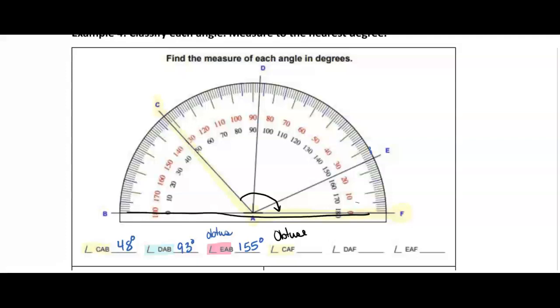And where it lines up, which scale starts at 0, the black scale or the red scale? In this angle, it starts with my red scale at 0. So I'm going to trace along my red scale all the way around. I see I'm going to get something between 130 and 140. When I count that, it's 131, 132. Okay? Go ahead and try DAF and EAF. You can pause for a moment, and then we'll check and see how you did.